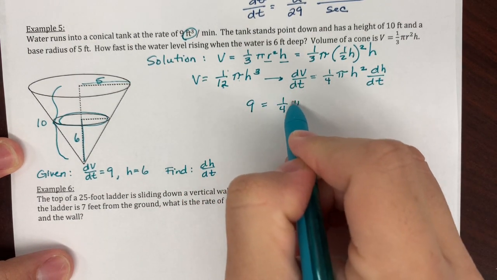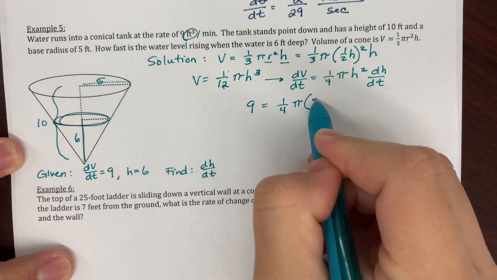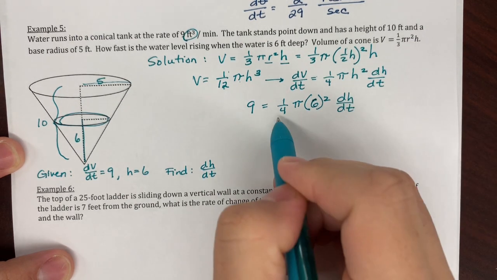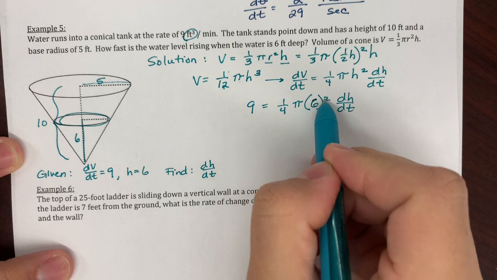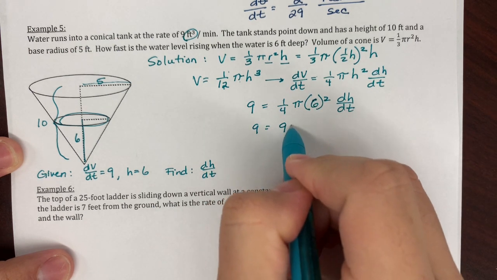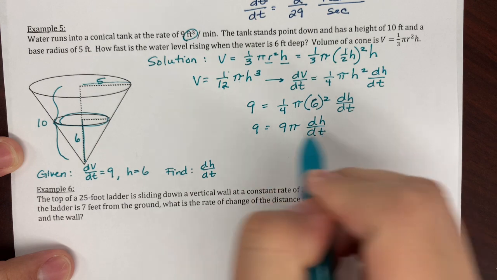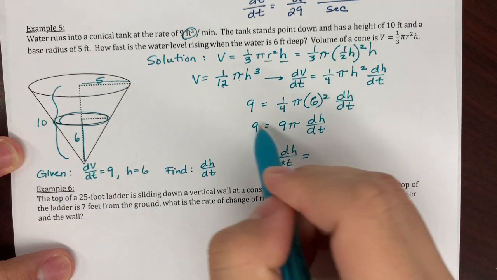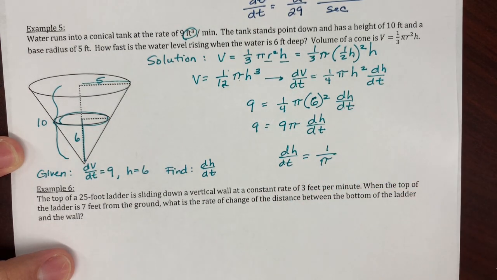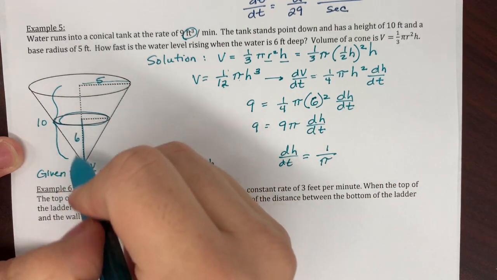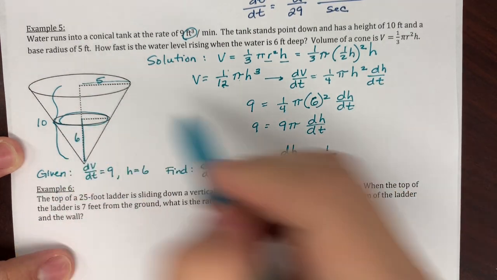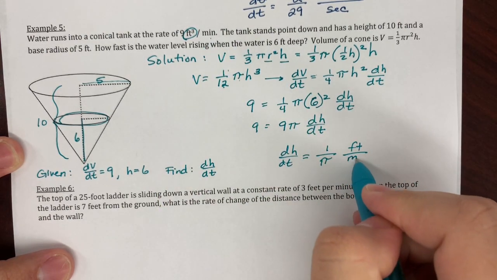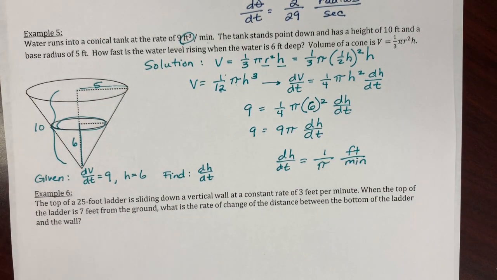We have 1/4 pi h squared, so I'll write it out, 6 squared, and then dh over dt is what we're trying to figure out. Okay, so this becomes 36. 36 divided by 4 is 9 pi dh over dt. So if I divide both sides by 9 pi, I get dh over dt is equal to 9 over 9 pi, which reduces down to 1 over pi, right? And since it's the rate of the height, the height unit is feet per, and time, oh, we're dealing with minutes, so feet per minute. And that's our answer.